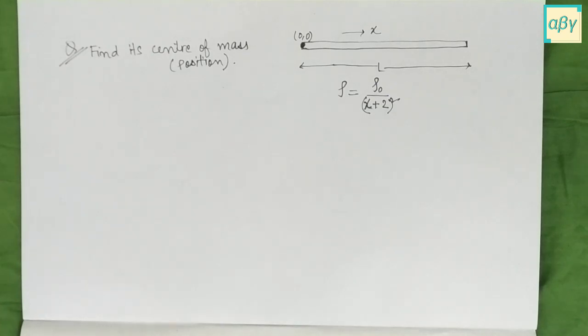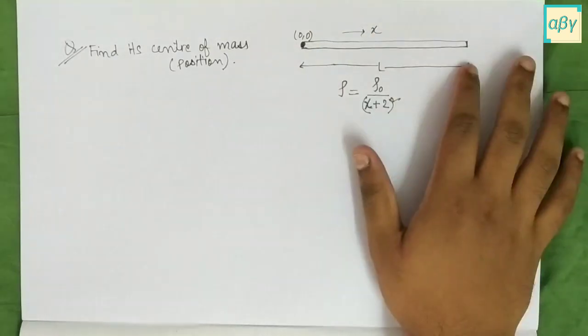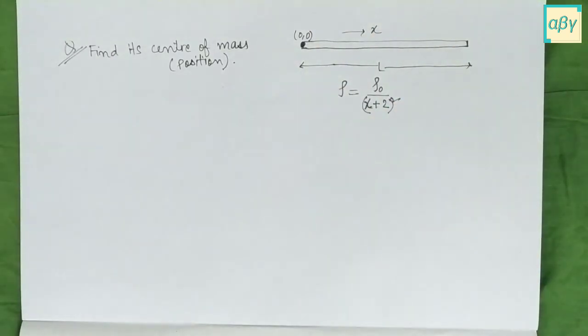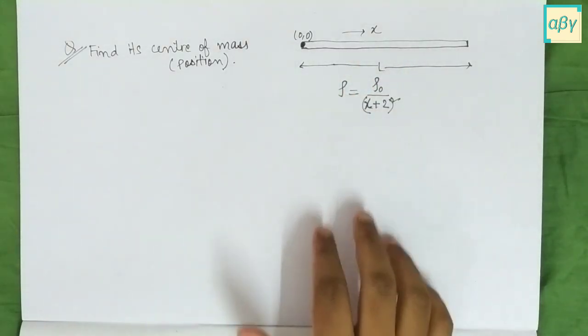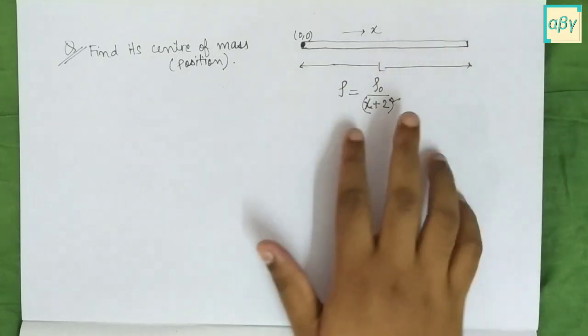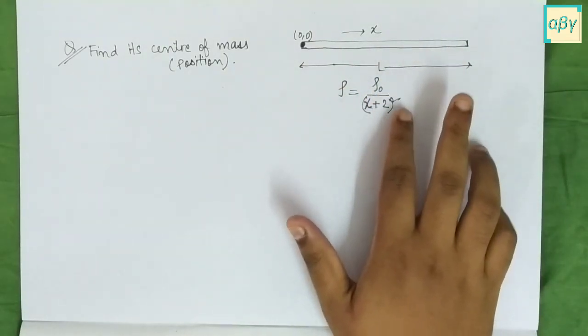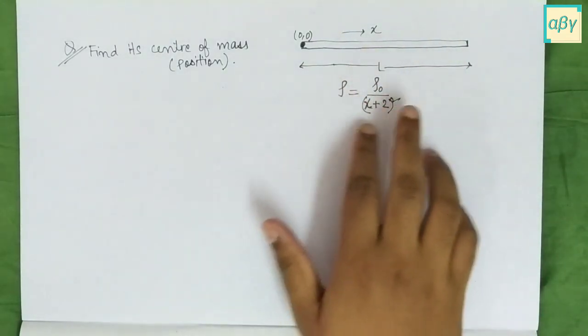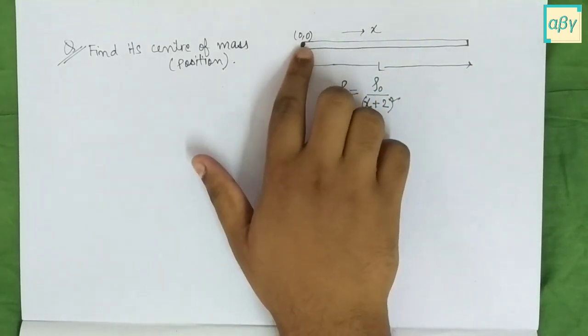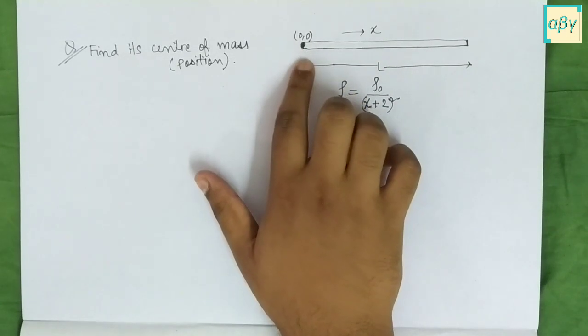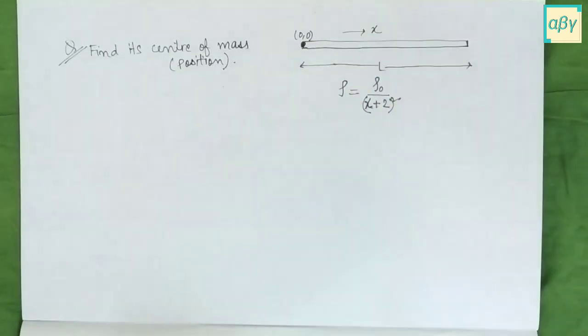In this video, I have brought for all of you a problem based on finding out the center of mass. For this problem I have a rod of length L. In this rod, the density is not the same everywhere. The distribution of the density is given by rho = rho_0 / (x + 2)^2, where rho is the density, rho_0 is a constant, and x is the distance measured from the origin, the leftmost part of the rod, as we move from left to right along the rod.